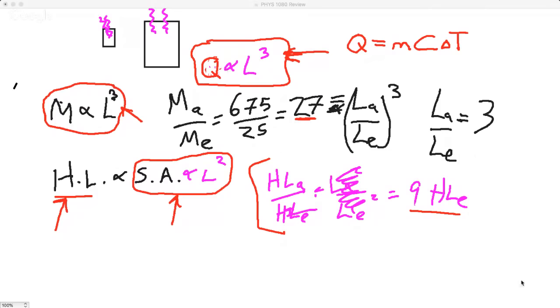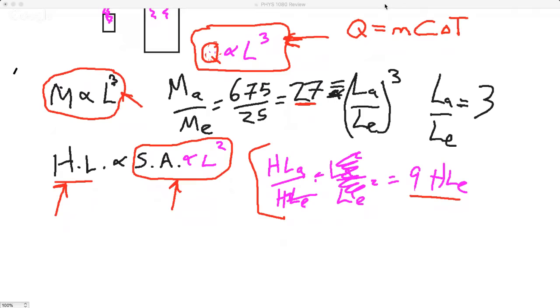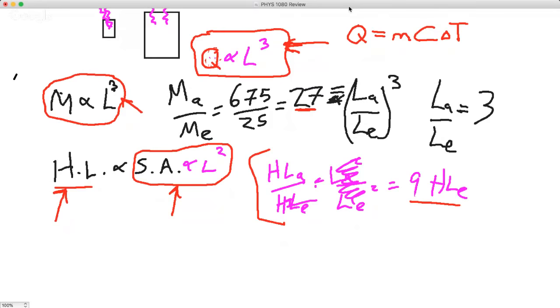Can I explain why Q? All right, so look at the formula on the top right. Q is equal to mc delta T. Q is proportional to mass, and the mass is proportional to the volume, or L cubed. So Q is equal to mc delta T. It's proportional to mass. It's proportional to L cubed.